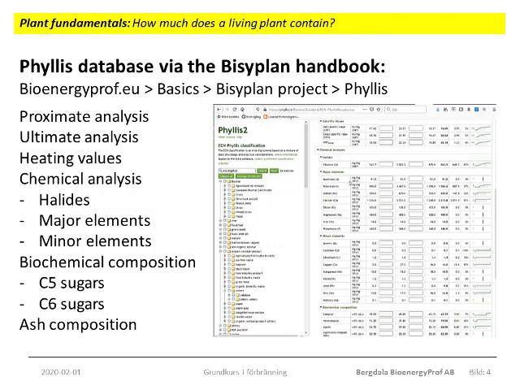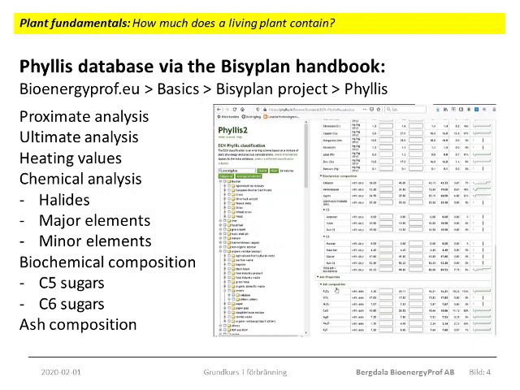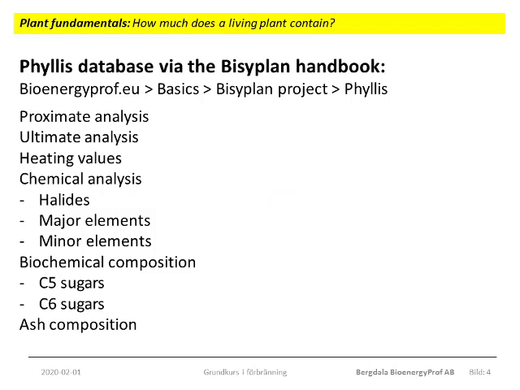Following the heating values, we find the major elements, and these are given in milligrams per kilo dry substance. Following this comes the minor elements, again milligrams per kilo of dry substance. And at the bottom is the ash composition. This is expressed as oxides, and the proportions are weight % of the ash. So let us look at these values and how they can be used.